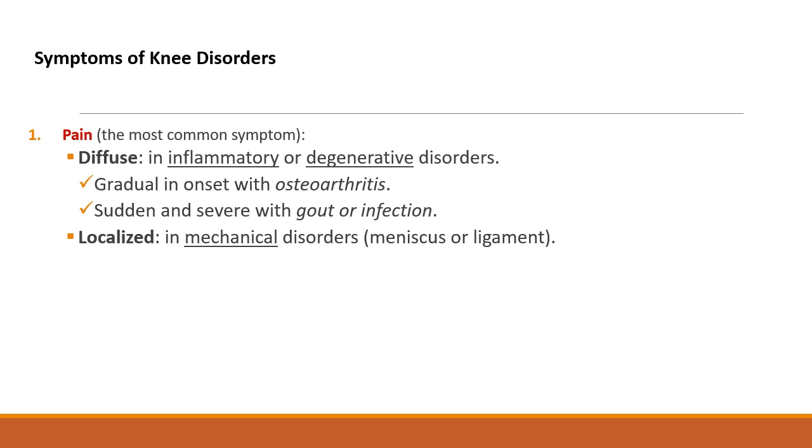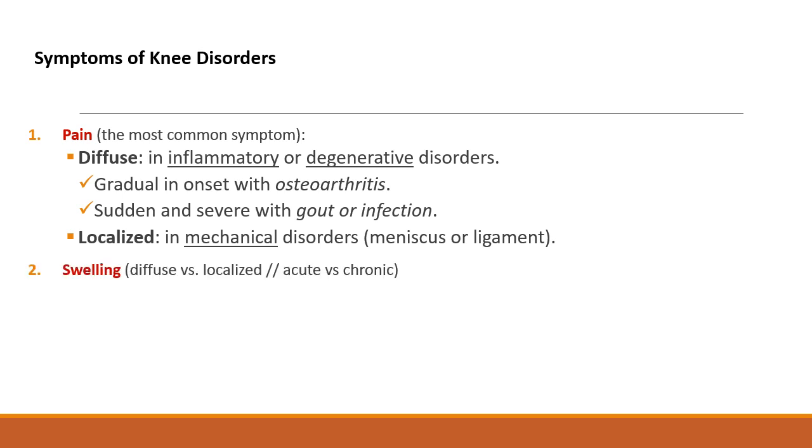Pain is the most common symptom related to knee disorders. Pain due to knee disorders could be diffuse or localized. Localized pain is usually due to a mechanical problem like a meniscus tear or ligament tear. With diffuse pain, involving the whole joint, the patient cannot localize it specifically. It could be due to an inflammatory or degenerative condition. With degeneration and osteoarthritis, the pain will be gradual in onset, while in acute inflammatory conditions like infection or crystal-related inflammation, gout, the onset of pain could be sudden.